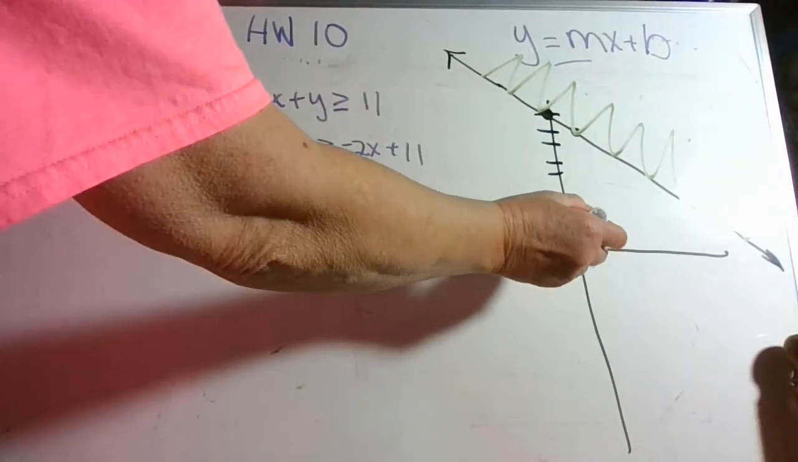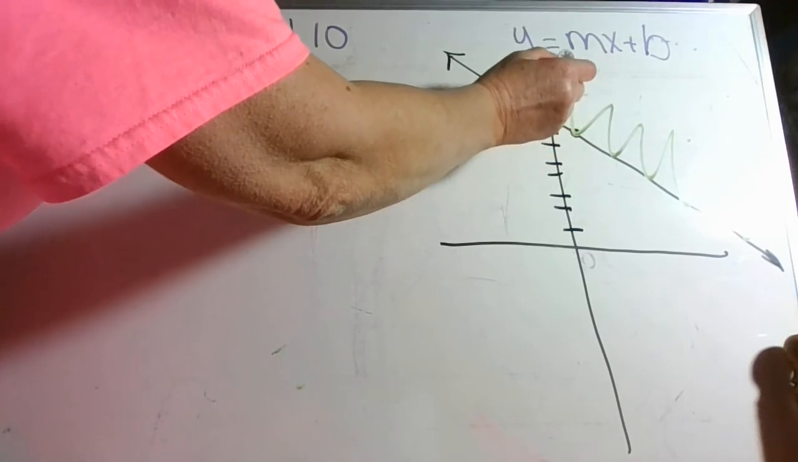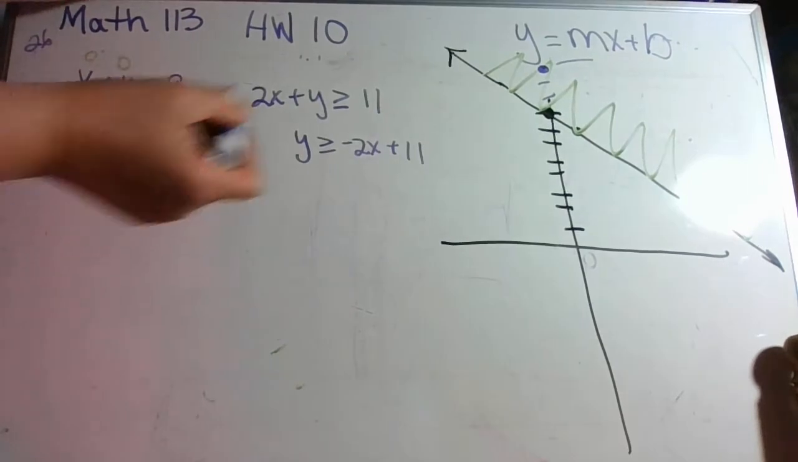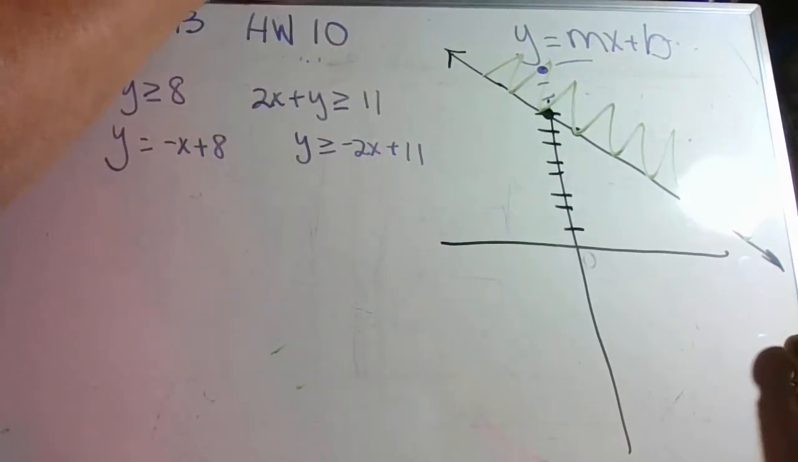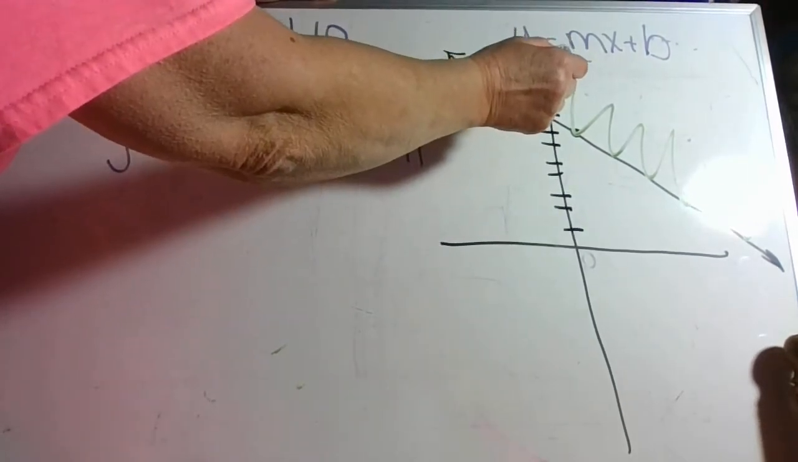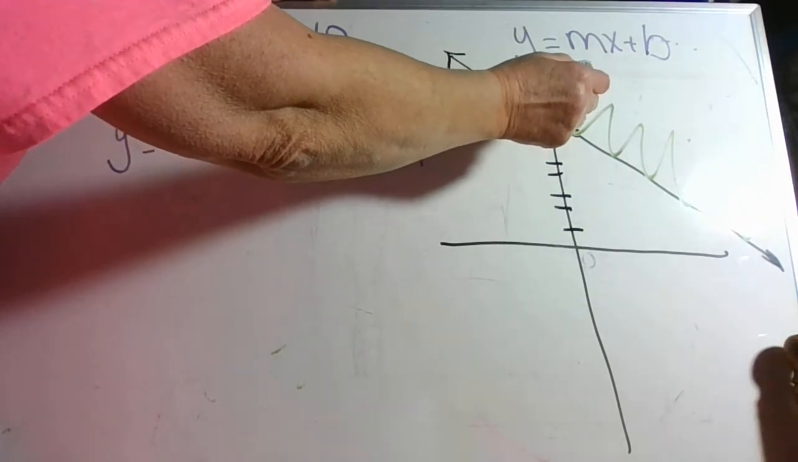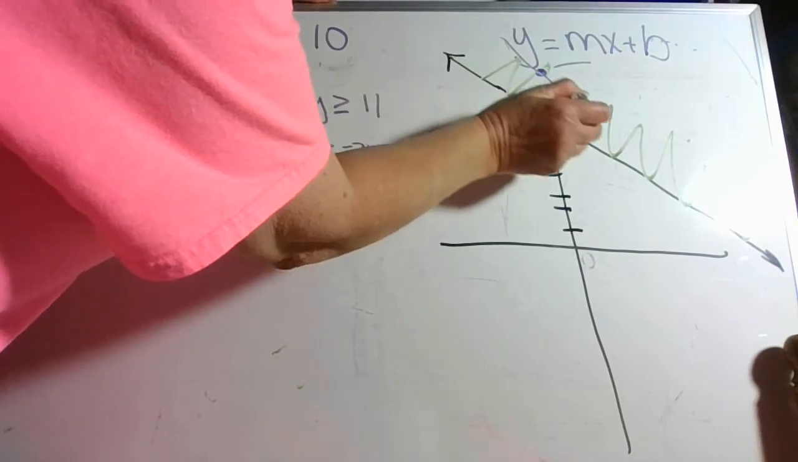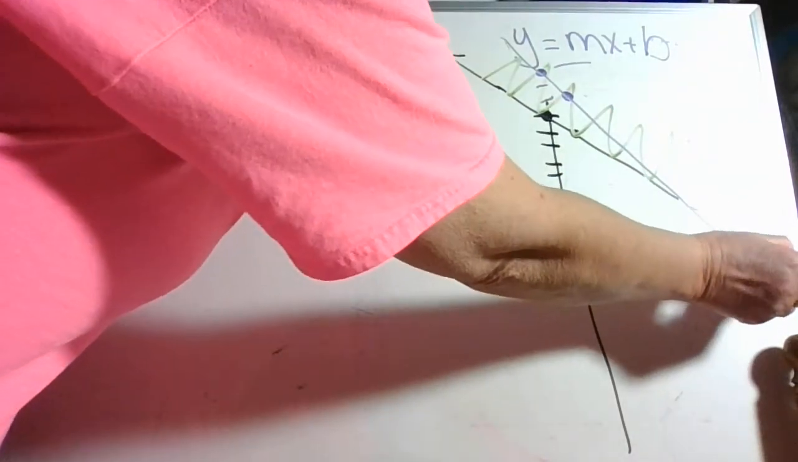This time I'm going to go up 11. That was 8, 9, 10, 11, about right there. When you have nice graph paper, it'll all come out even for you. Down 2, 1, 2, right 1. And again, this one is solid. So it's going to come down through here like this.